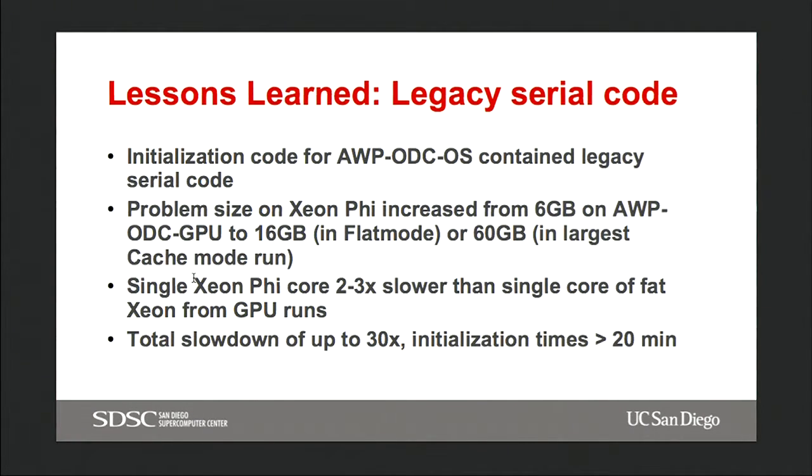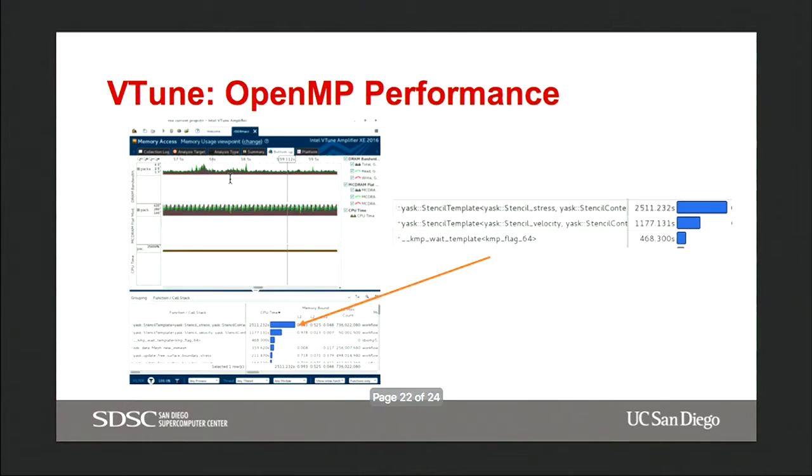It's amplified also by the fact that single Xeon Phi cores aren't that great, right? So in total, you get about a 30 times slowdown, and we're seeing initialization times of 20 or 30 minutes, which was particularly painful. So it took about 20 minutes to fix, but it really made a big difference for us. Okay, and then something about VTune, but I think I'm out of time, so I'll skip that.